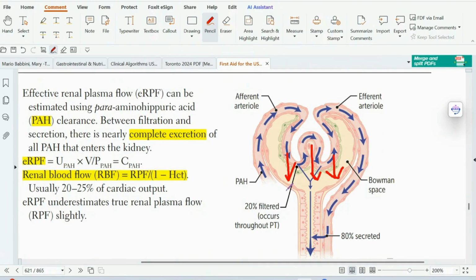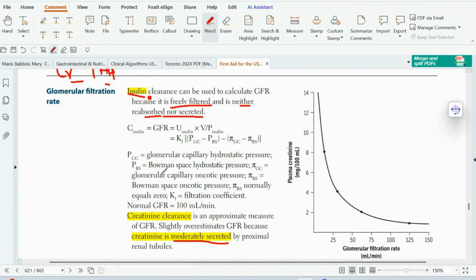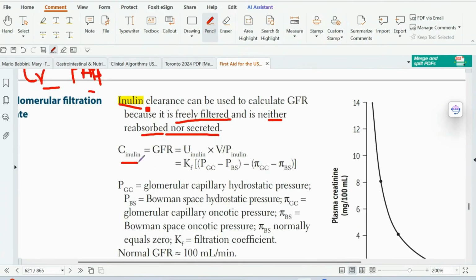Okay. All right. Next comes understanding the formula for inulin, right? So you see, we already discussed this. C is equal to U times V divided by P, right? So it's the same thing. If I do this, clearance of inulin is actually just GFR. You understand? Because inulin is 100% filtered, so I know exactly what the GFR is. This makes sense? Right.